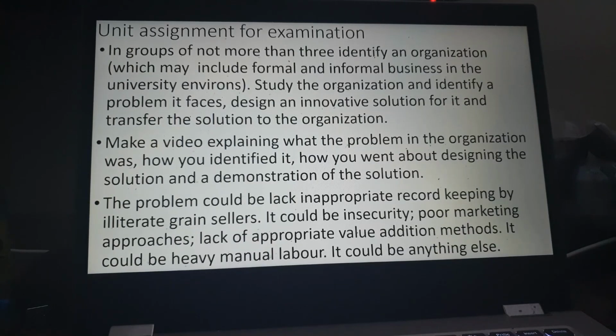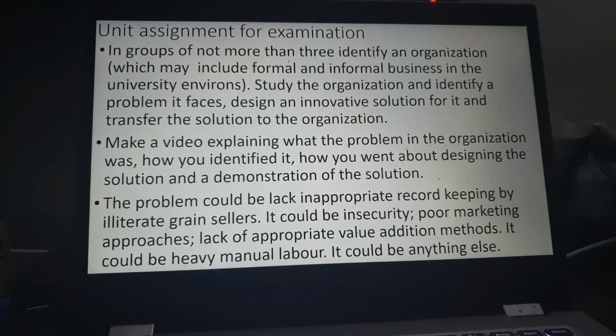It could be lack of appropriate value addition methods. We have seen farmers when there's a glut, there are many mangoes in the market, many bananas in the market, they go to waste, and therefore poverty. How can you come up with a solution to these value addition problems? It could be heavy manual labor. People are working using heavy manual labor. How can we make that work easier? It could be anything else.